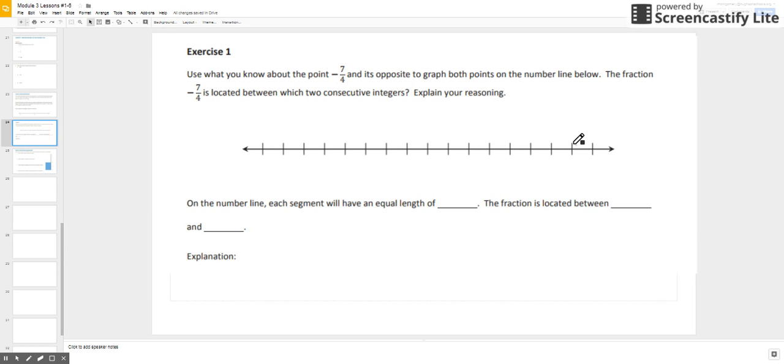Did I count that right? 1, 2, 3, 4, 5, 6, 7, 8, and 9. It's okay to double count. Like I said, double check. I actually moved too soon. So this would be my 0.